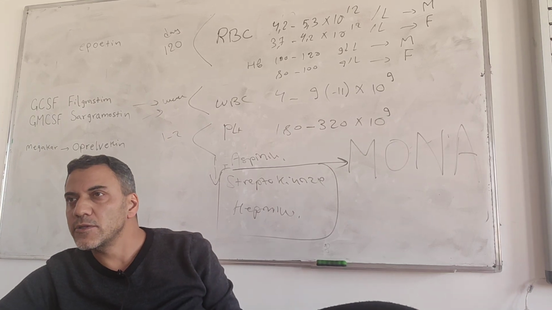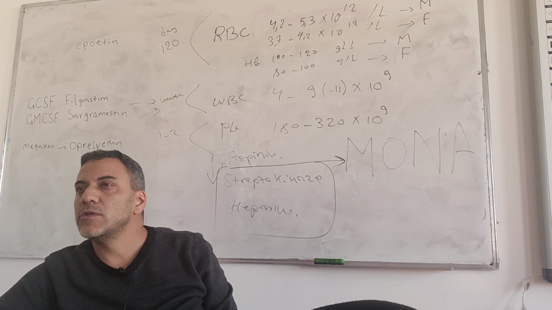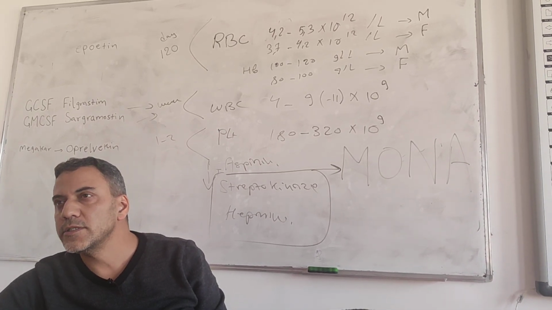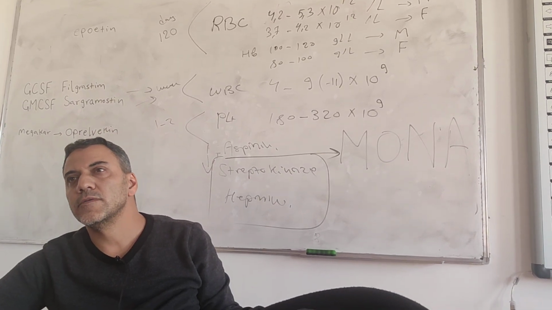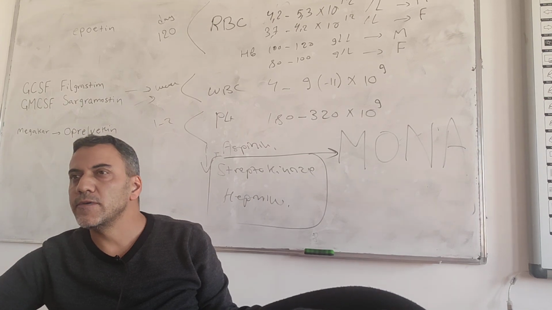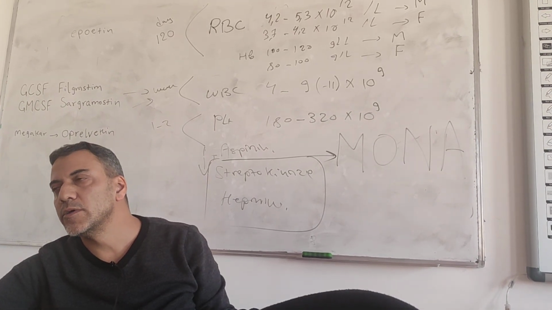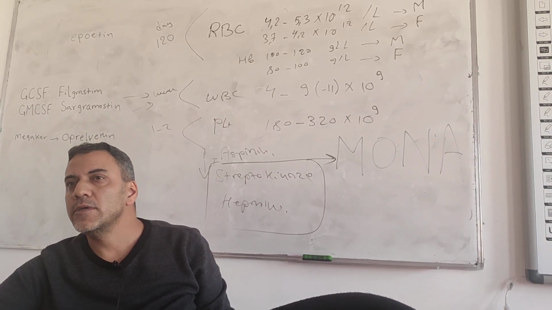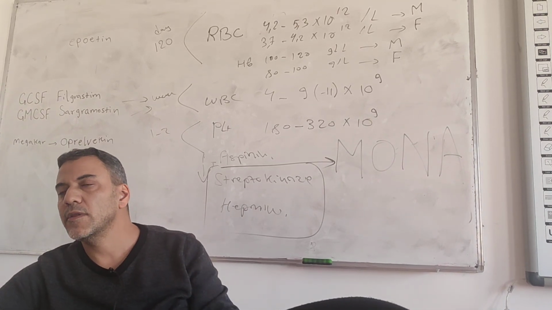Understood? Now look, we said how to treat anemias due to deficiency of something. For example, iron deficiency anemia, we give oral or parenteral iron drugs. For example, oral is ferrous sulfate, ferrous gluconate, ferrous fumarate, and parenteral dextran or iron sucrose, for example. This is parenteral. How to treat B12 deficiency anemia?